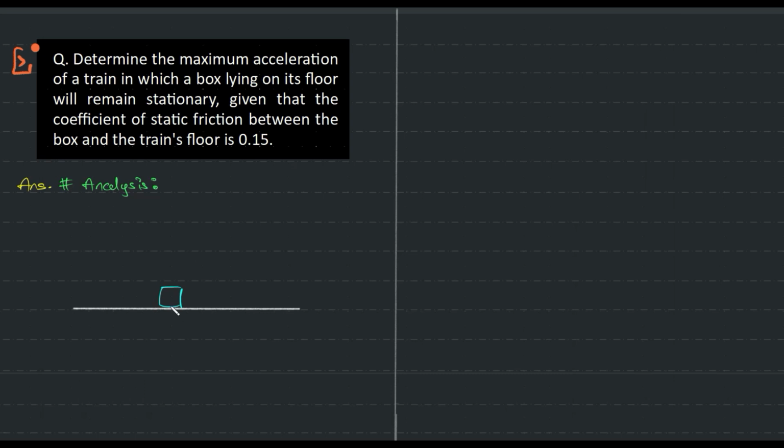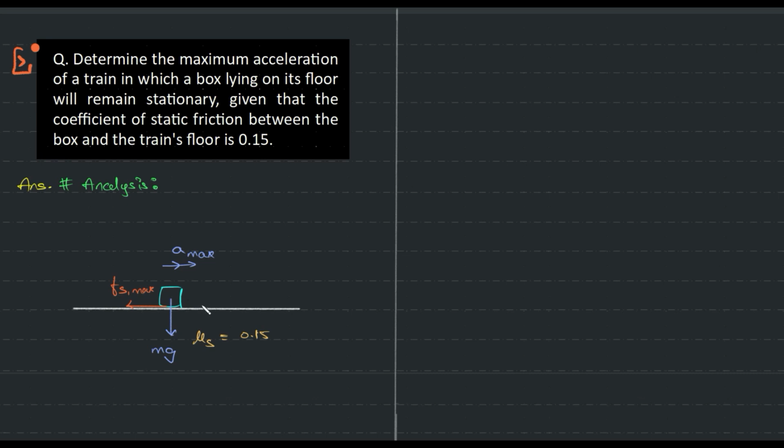Okay. So for that, what we have here is a box on the floor, and the coefficient of static friction is 0.15. Then you have, of course, the gravitational pull that will be equal to mg. And because it's accelerating with, say, a max, for example, to the right, your frictional force will be to the left. Now we are trying to figure out the acceleration.